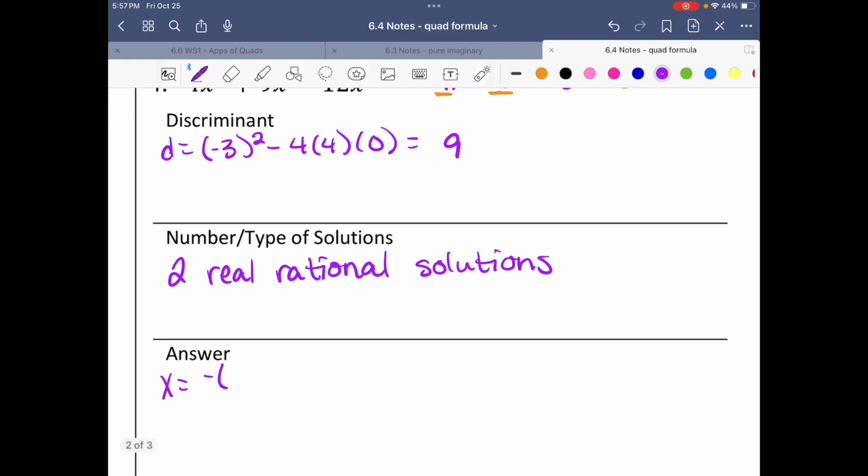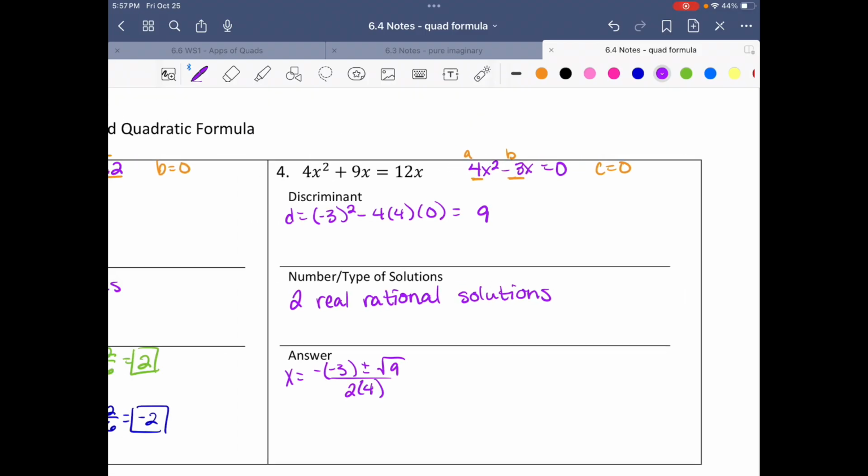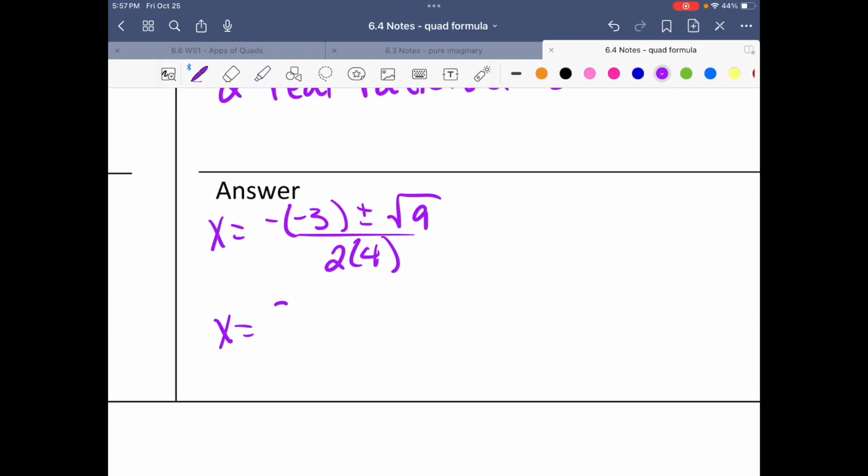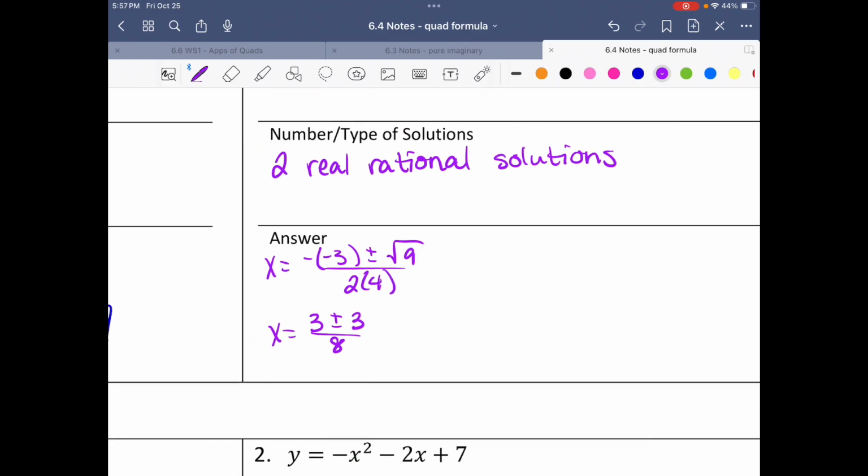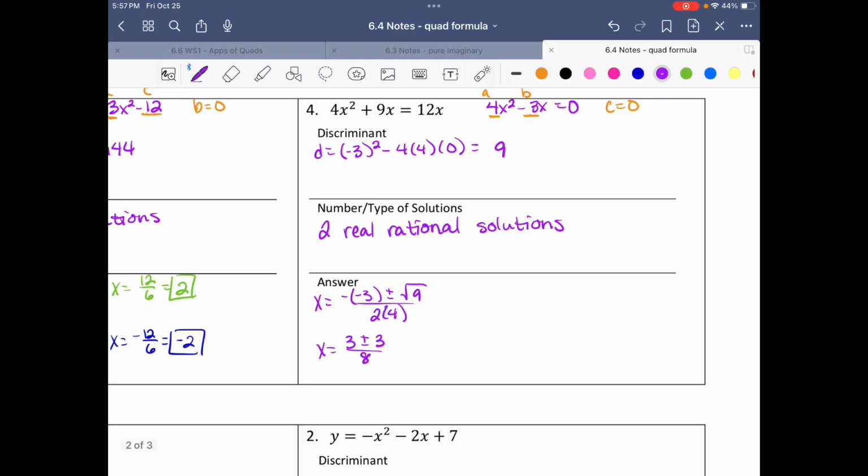X equals negative B plus or minus the square root of the discriminant all over 2A. Okay, 2 solutions. One where we add the 3, and one where we subtract the 3. So that one's 0. This one is 6 over 8, which is 3/4.